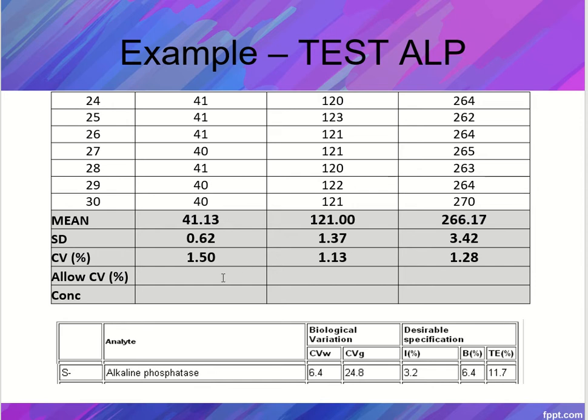For this CV, we compare with the biological variation. The biological variation given here is 6.4%. Oh, sorry. We use the imprecision criteria, which is 3.2%. So in our experiment, our CV data are each less than 3.2%, meaning that the precision of our test is acceptable.